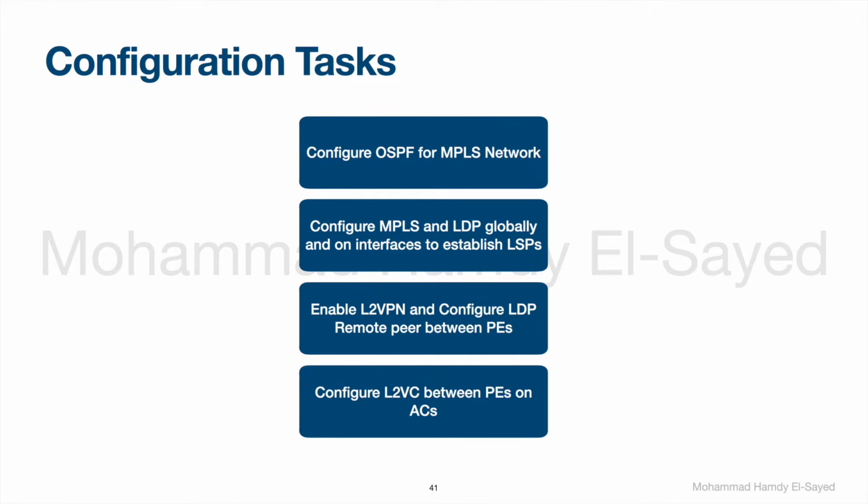1. Configure OSPF for MPLS network. 2. Configure MPLS and LDP globally and on interfaces of the MPLS network to establish LSPs. We've done task 1 and task 2 in lab 1, so we will proceed with task 3 and task 4. Task 3 is to enable Layer 2 VPN and configure LDP remote peer between PEs. 4. Configure Layer 2 VC between PEs on ACs.